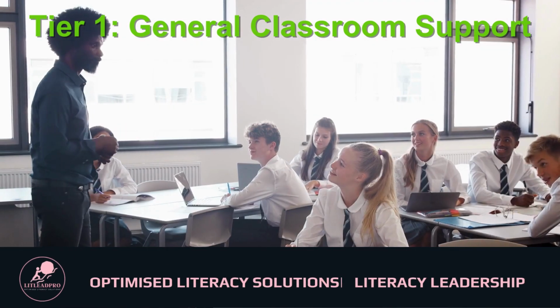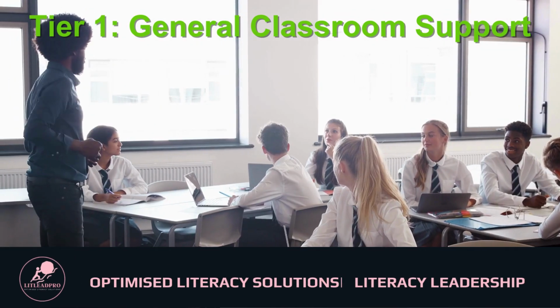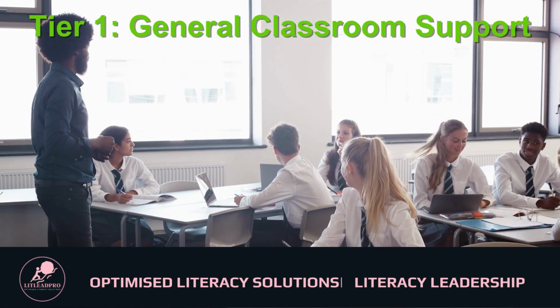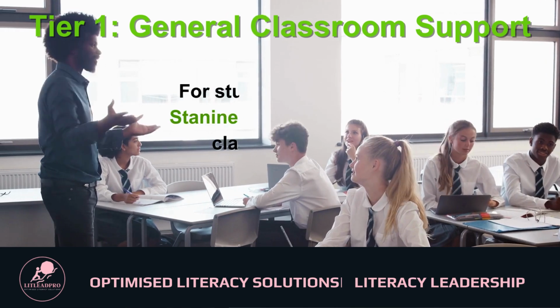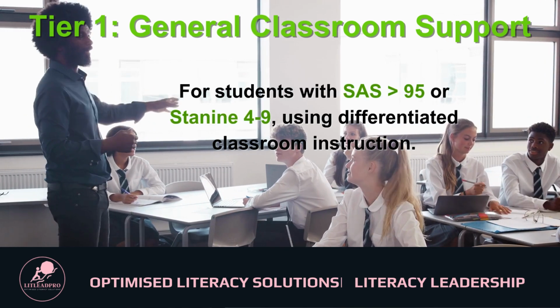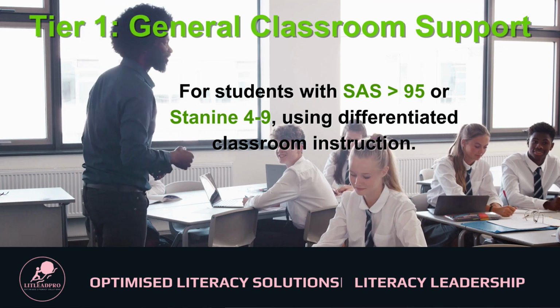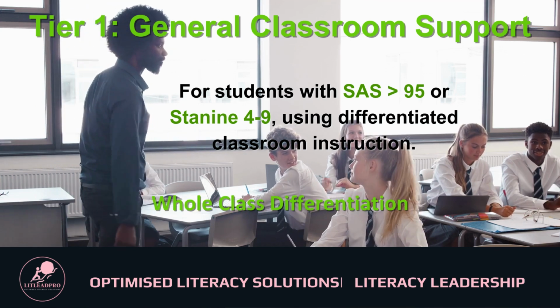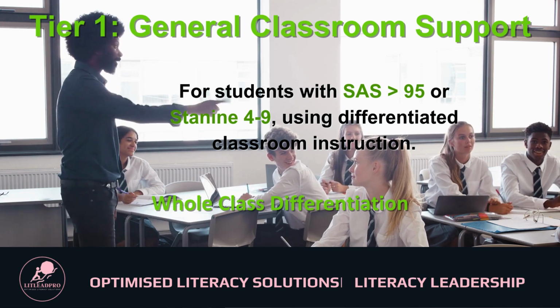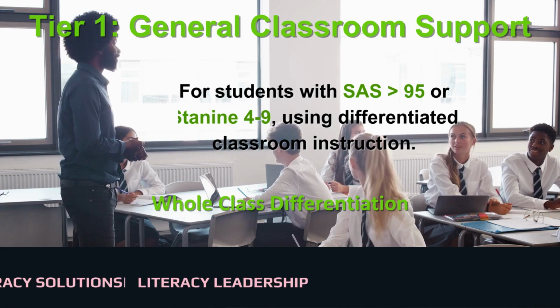In Tier 1, we have students who are performing well and can manage with general classroom instruction. These are students with SAS scores above 95 or Stanine scores between 4 and 9. Whole class instruction at this level focuses on differentiated learning strategies to ensure everyone can follow the lesson.